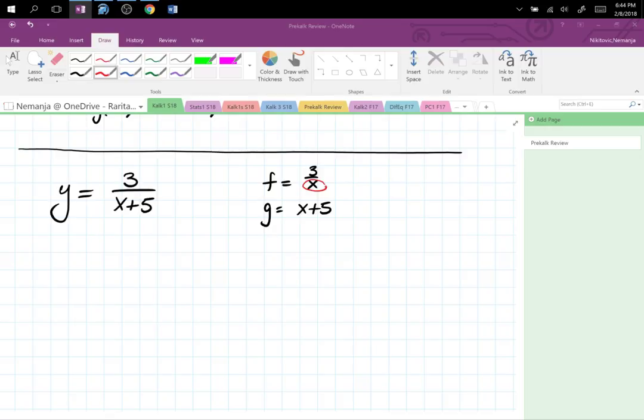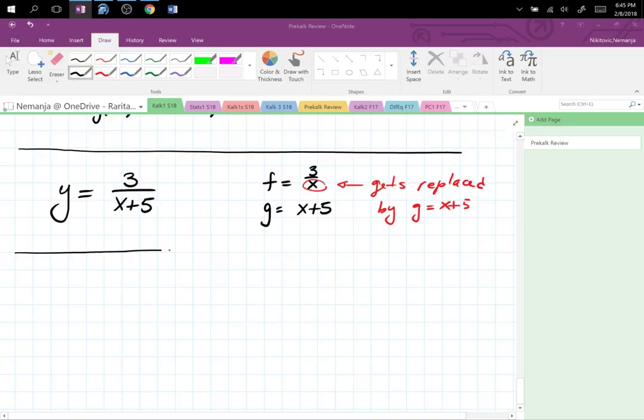Bueno? So, x gets replaced by g equals x plus 5, and you have the answer. Nice.